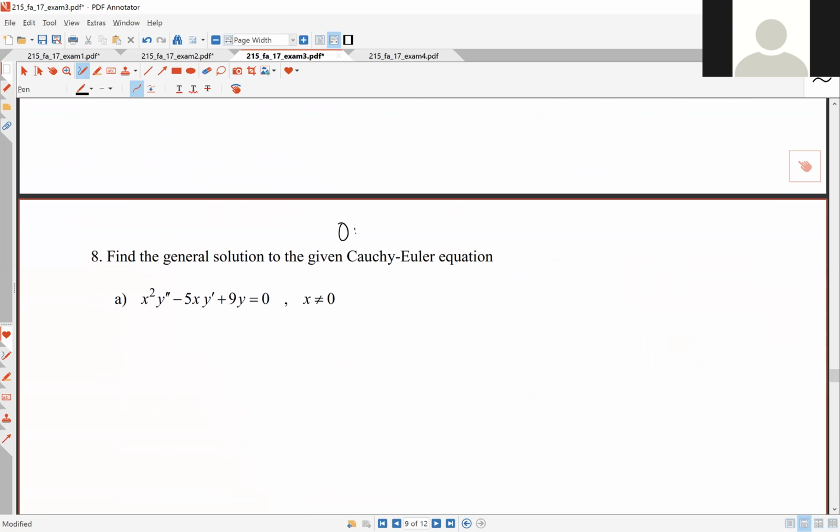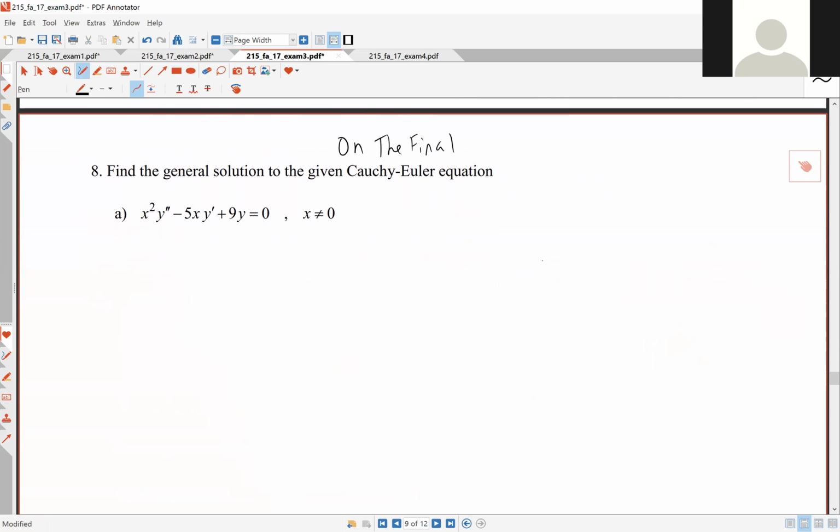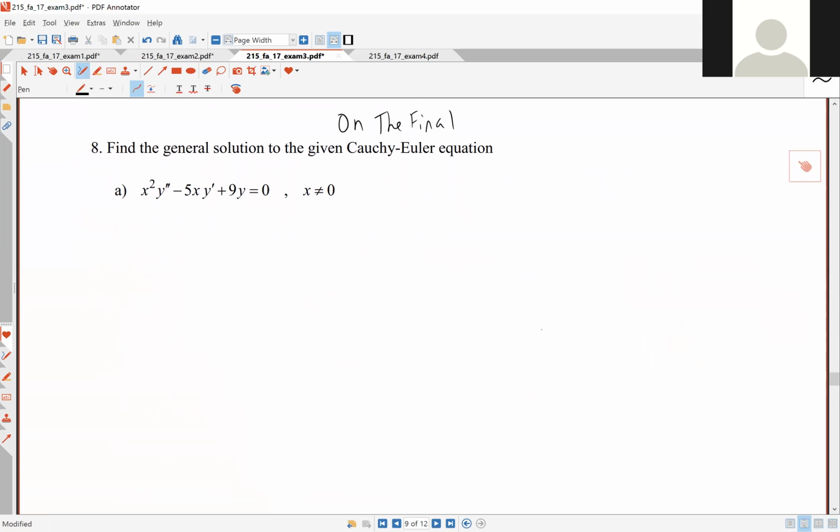You will be asked to solve a Cauchy-Euler equation. Remember the characteristic equation for these: r times r minus 1 minus 5r plus 9. R squared minus r minus 5r is minus 6r plus 9, and we get multiplicity 2 there, r equals 3. So we go C1 x to the third.